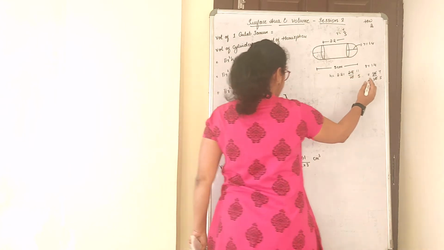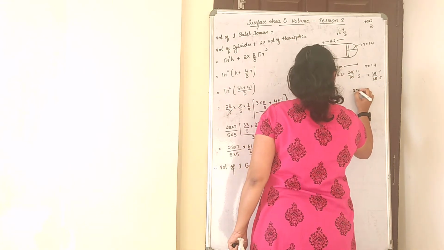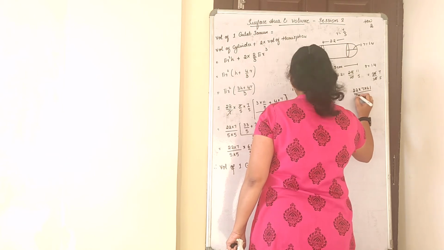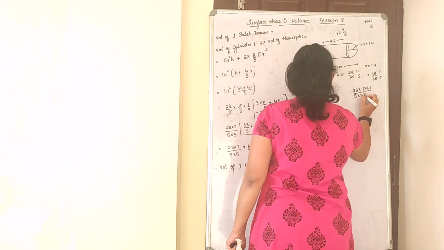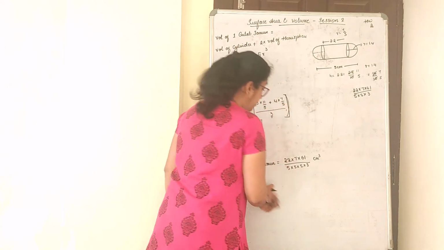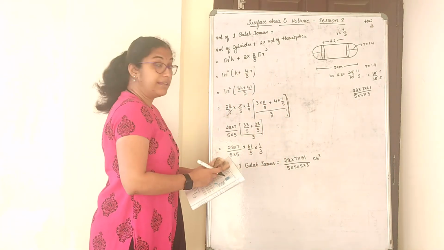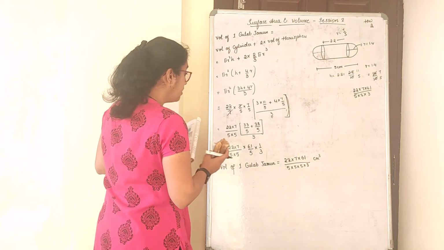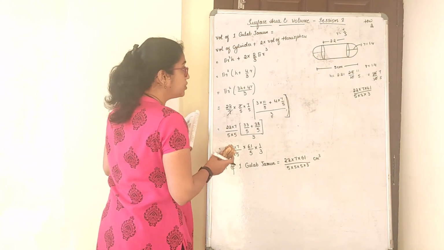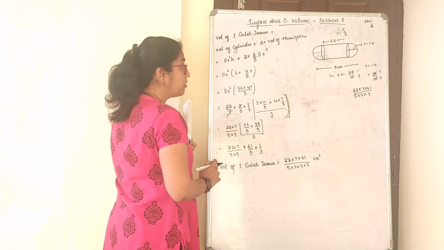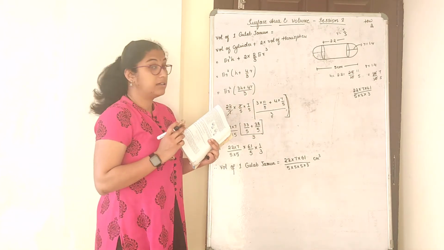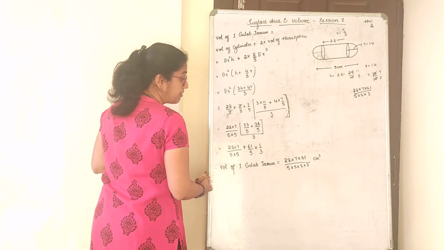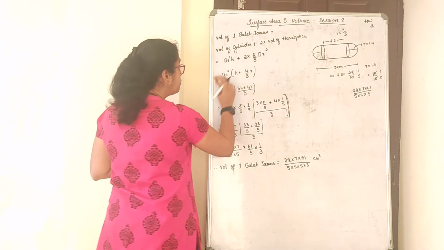Right? I'll just write the answer part here: 22 into 7 into 61 divided by 5 into 5 into 3. This is volume of 1 gulab jamun. Now, volume of how many such gulab jamuns do I have to find? I have to find the volume of 45 such gulab jamuns. So what we will do? We will just multiply this by 45.